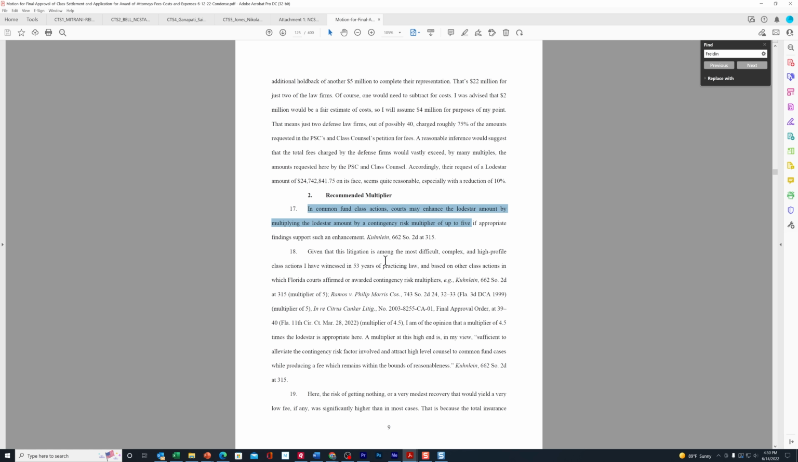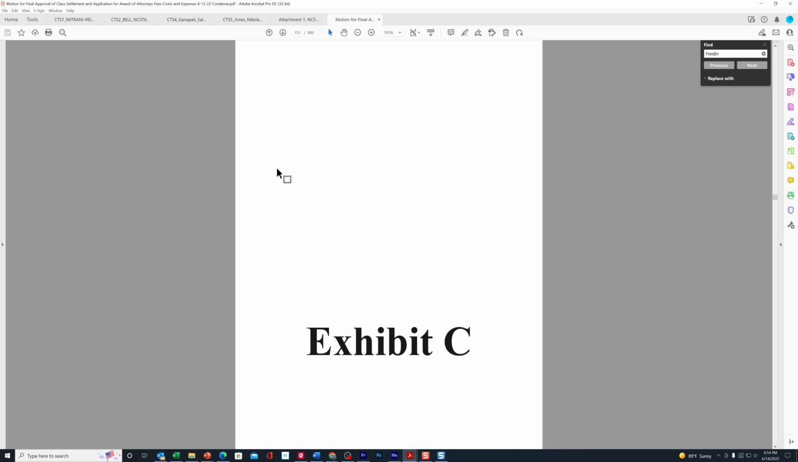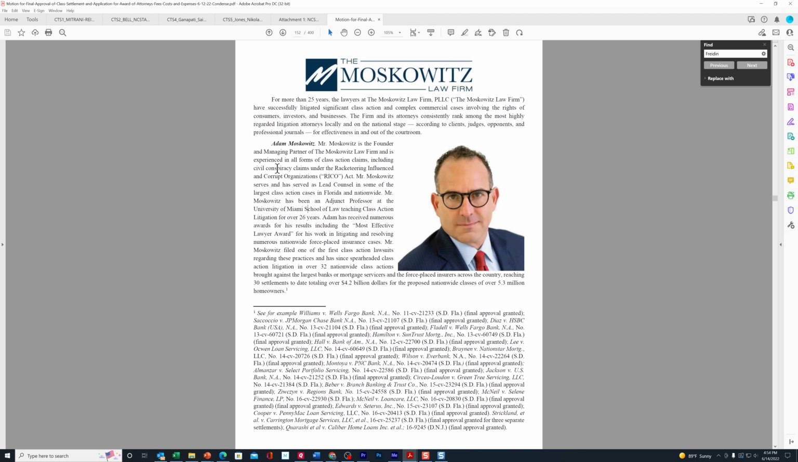But he says, given that this litigation is among the most difficult, complex, and high profile that he's witnessed in his 53 years of practicing law, he's of the opinion that the multiplier of 4.5 times the lodestar is appropriate here. A multiplier at this high end is sufficient to alleviate the contingency risk factor involved and attract high-level counsel to common fund cases.